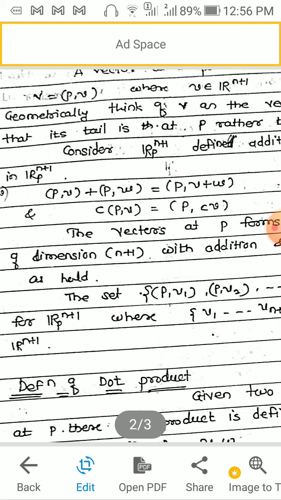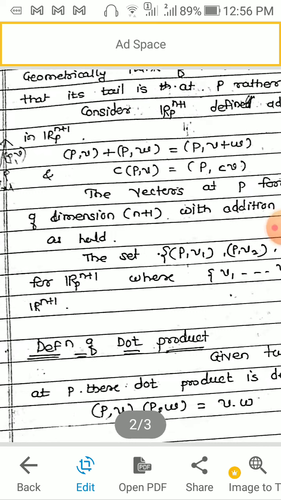And here C is a scalar. If a scalar is multiplied to (P,V), you will get a vector which is defined at P, and that vector will be C times V, CV. CV is the vector. P is a point, CV is a vector.